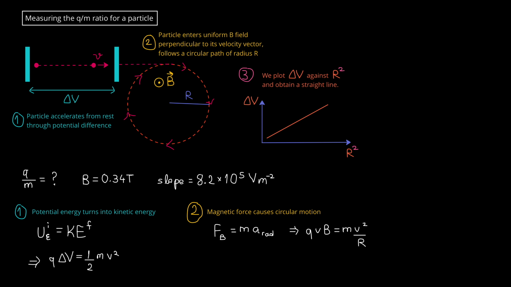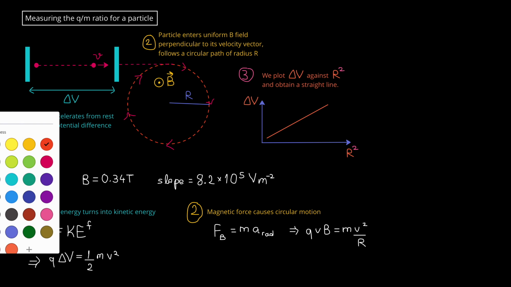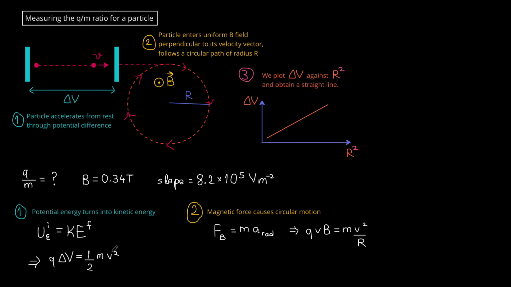And radial acceleration is V squared over R, V being the speed of the particle, R being the radius of the circular path. So when we set this up, we see that there is some simplification, right? We have QVB equals mv squared over R. So we can divide both sides by V and simplify, and then combine the equation that we have from the previous part. Basically, the common variable here is V, the speed of the particle.